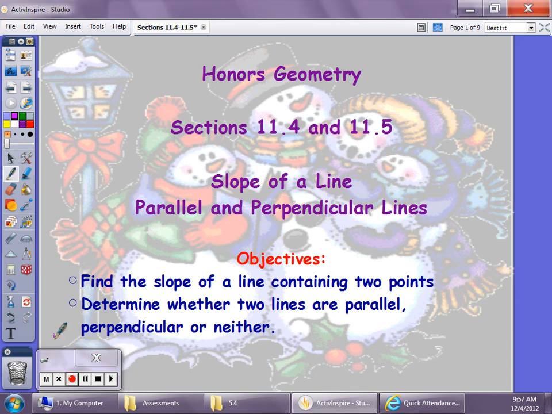This honors geometry lesson is on section 11.4, the slope of a line, and 11.5, parallel and perpendicular lines. The objectives are to find the slope of a line containing 2 points and to determine whether 2 lines are parallel, perpendicular, or neither.